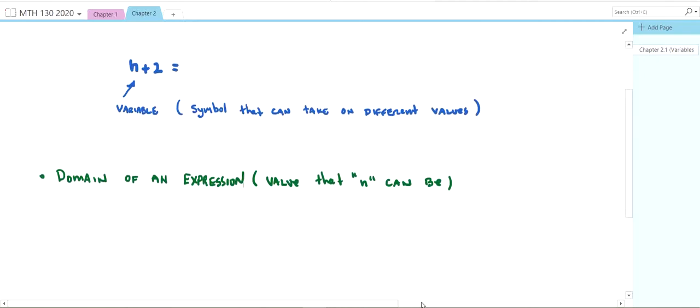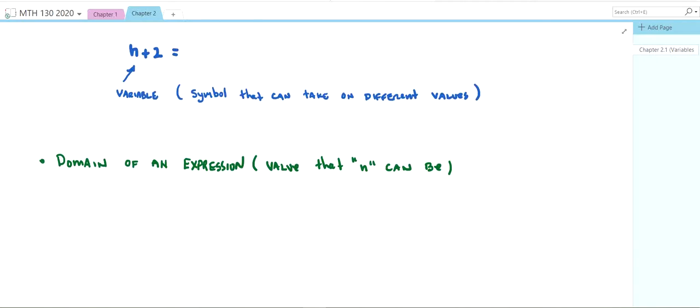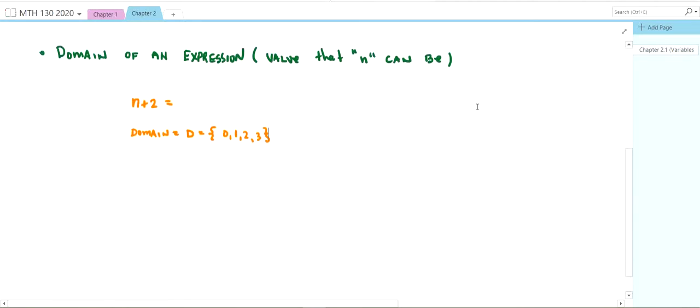So let's come up with a domain for our expression above. So n plus 2 equals, let's say our domain for this, we're going to claim equals the set 0, 1, 2, and 3. These four numbers. That's our domain. So now we can evaluate the expression for each value in our domain.